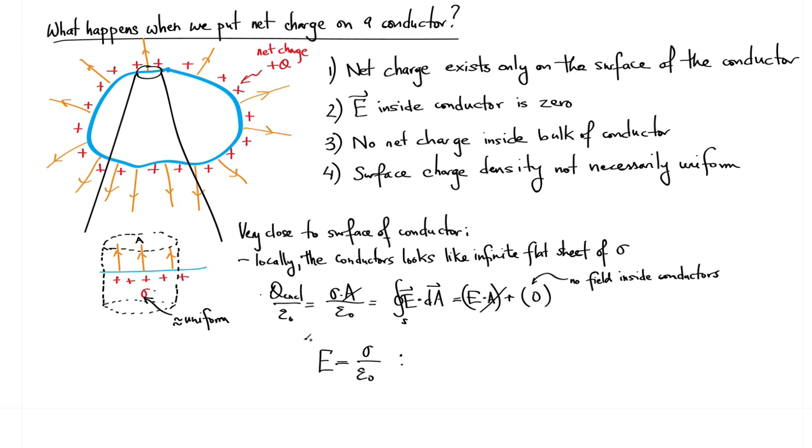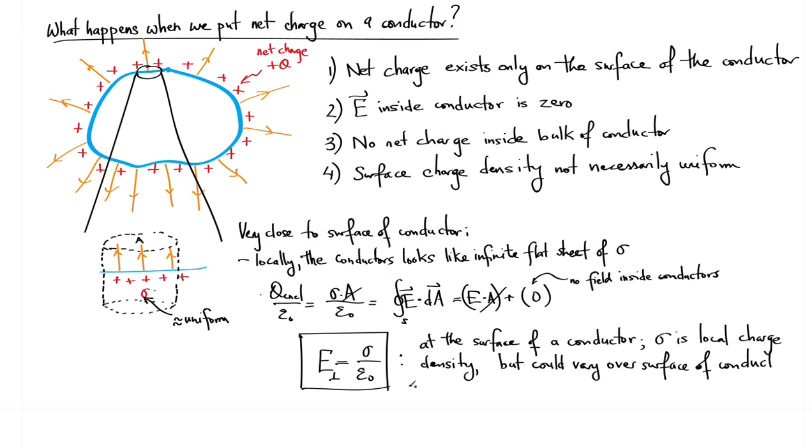But that's just locally. That's just because, again, sigma may be different everywhere on the conductor. So here it might be, I don't know, 1 volt per meter. Here it might be 2 volts per meter because maybe the charge density is twice as big here. Okay, so I'll just write that down.